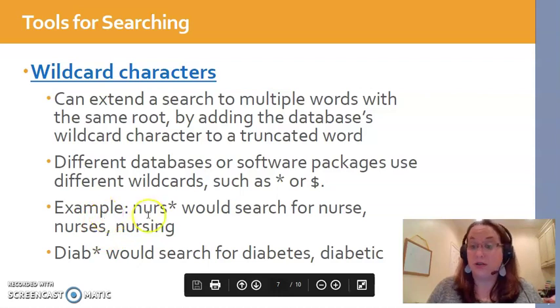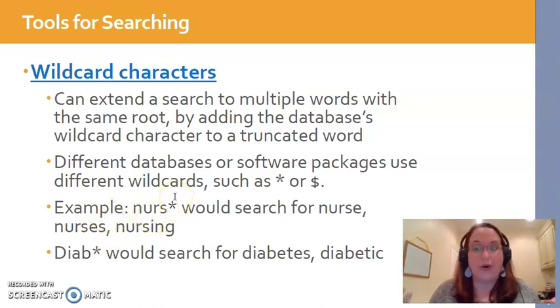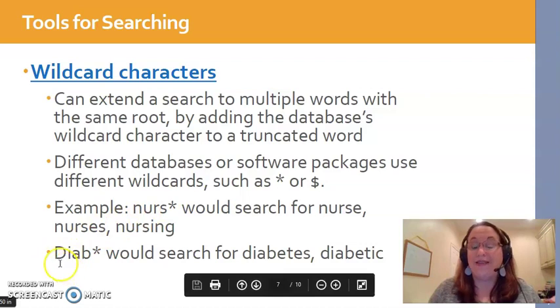For nurse, if I do NURS with an asterisk, a wildcard, then that's actually doing a search for nurse, nurses, nursing. So anything that starts with NURS and has any suffix or ending to the end of that word, it would pull up. Another good example, DIAB, DIAB asterisk.